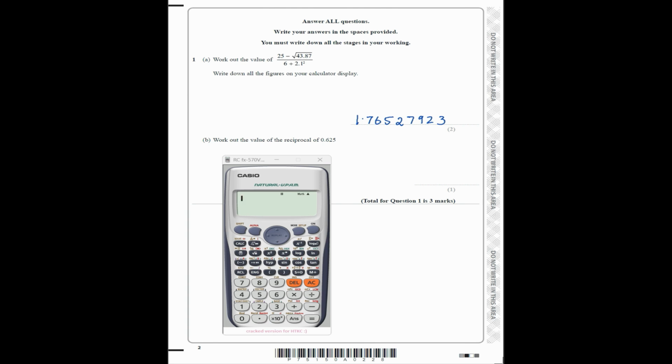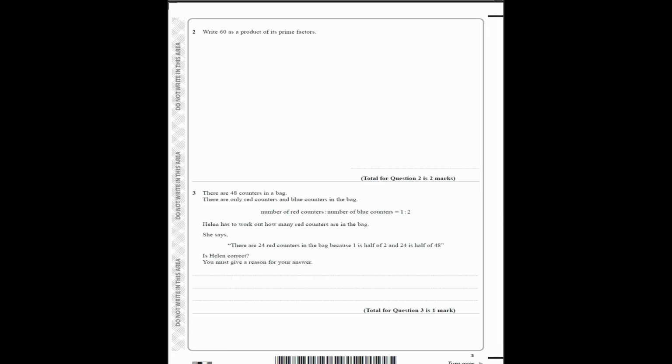Okay, the next one is work out the value of the reciprocal of 0.625. Again, here we have to use the calculator. Reciprocal means 1 over that number. So we press the fraction key and then press 1 over 0.625. Press equal. You're getting 8 over 5. Don't worry, just press the SD button to get your answer in the decimal. So it is 1.6.